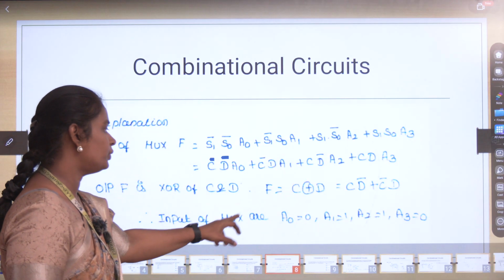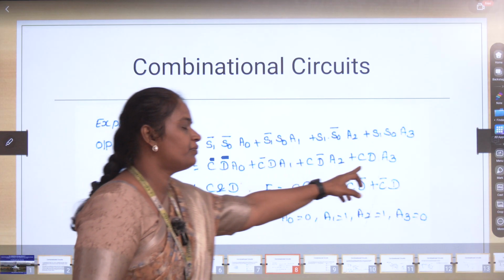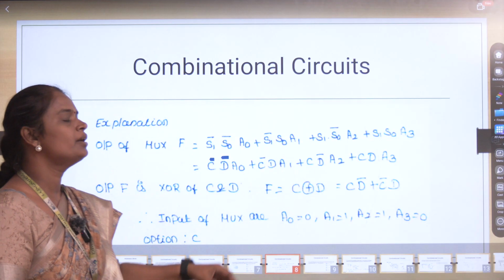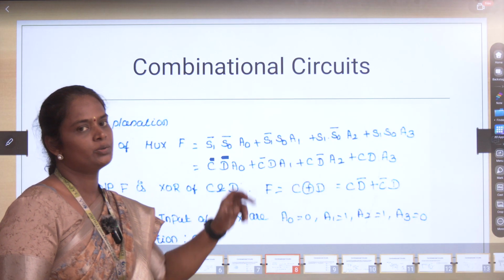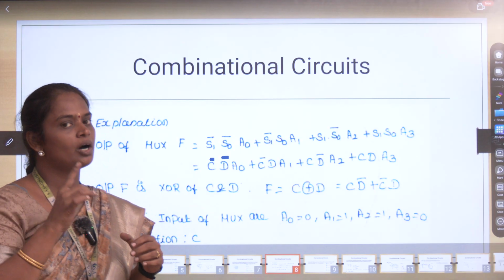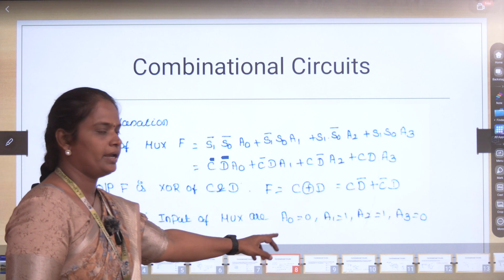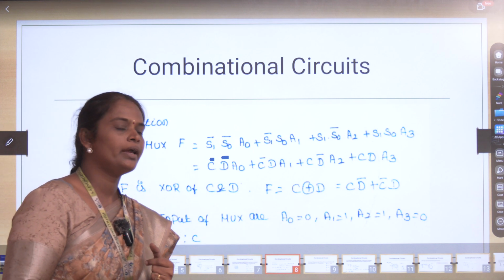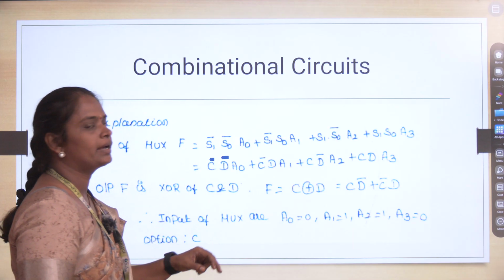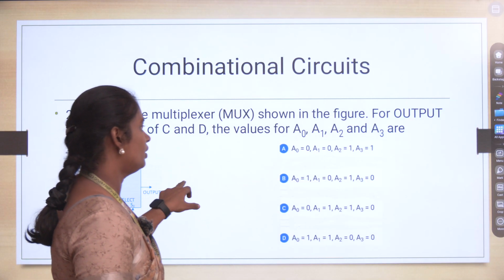So the inputs of the multiplexer: if A0 is equal to 0, this term will become 0. If A3 is equal to 0, this term will become 0. So you get only the output C bar D plus C D bar, because A1 is equal to 1 and A2 is equal to 1. The question itself mentions that the output is the XOR of C and D. So this is the answer: A0 is equal to 0, A1 is equal to 1, A2 is equal to 1, A3 is equal to 0. Option C is the correct answer.